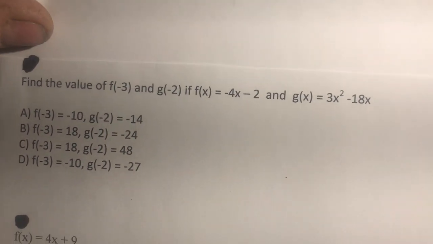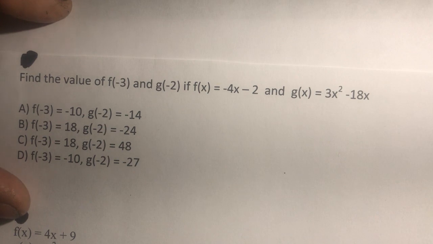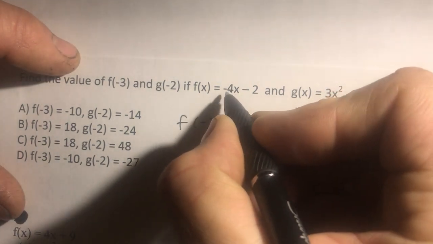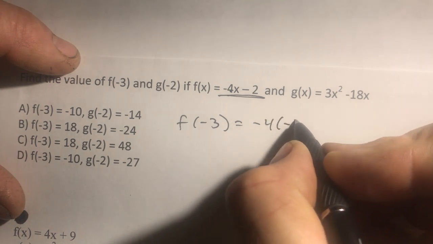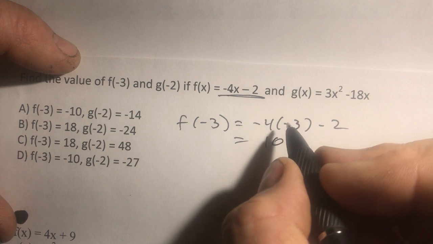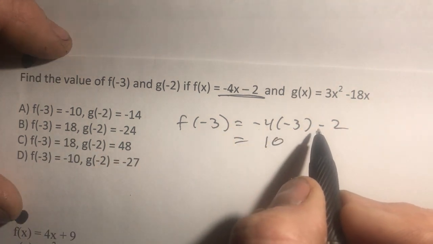What about this one? Find the value of f of negative 3 and g of negative 2 if f of x is this and g of x is that. So for f of negative 3, I'm going to put negative 3 in here, which is going to give me 10. 12 minus 2 is 10.